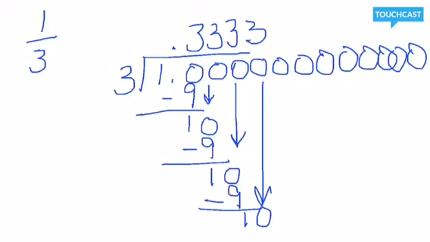What you can do is write your answer as 0.3, and then there's something called a repeat bar. And that repeat bar goes right over top of the number or set of numbers that repeat. And in this case, it's just the 3 that is repeating, so you can just write it one time and draw a bar over the top.